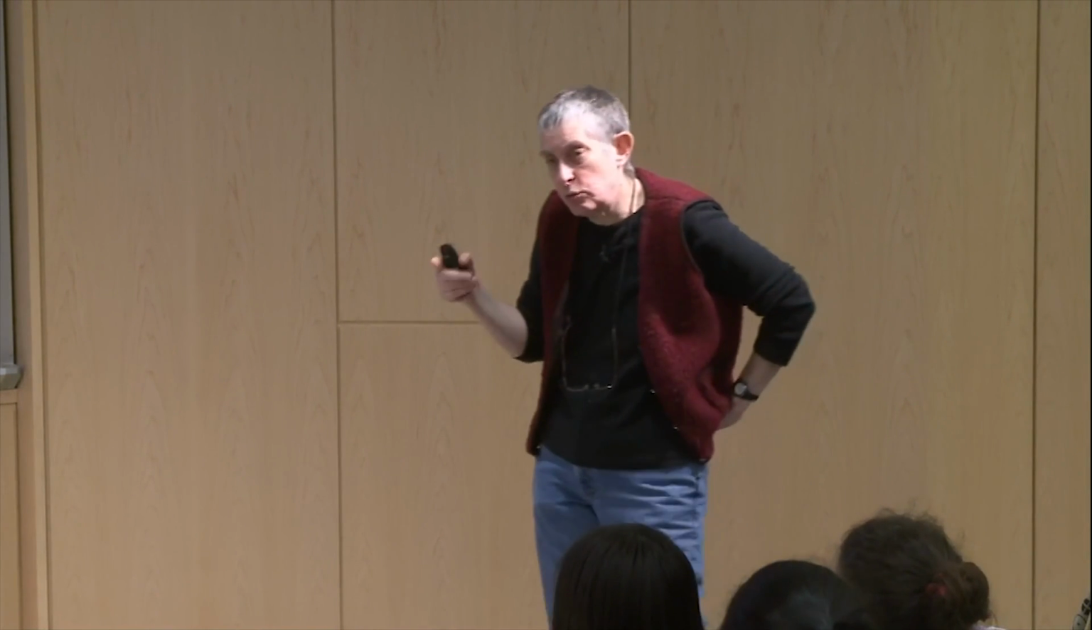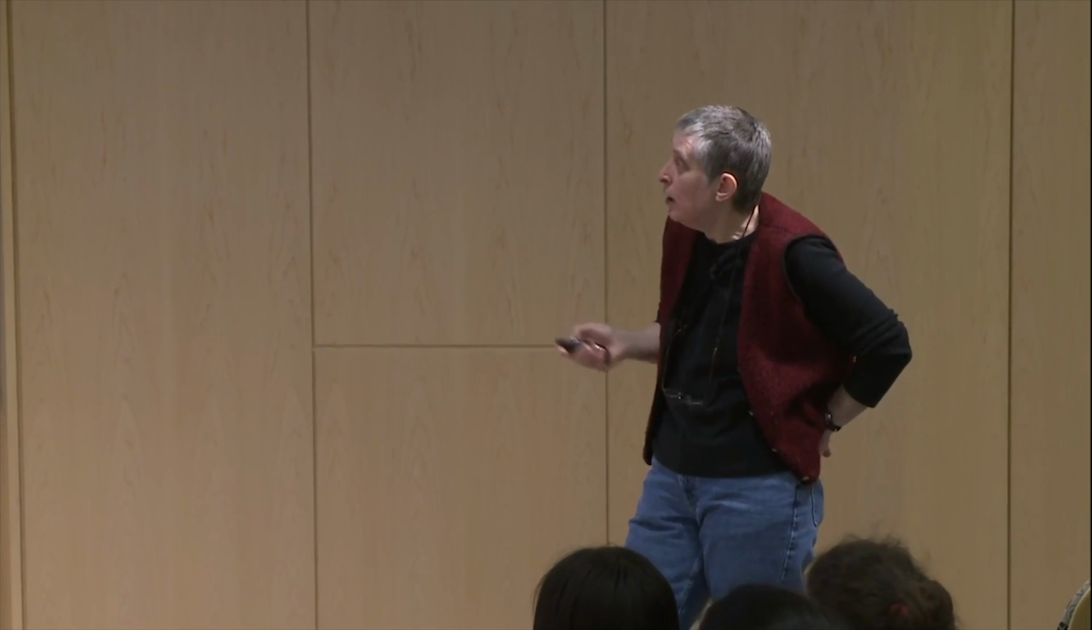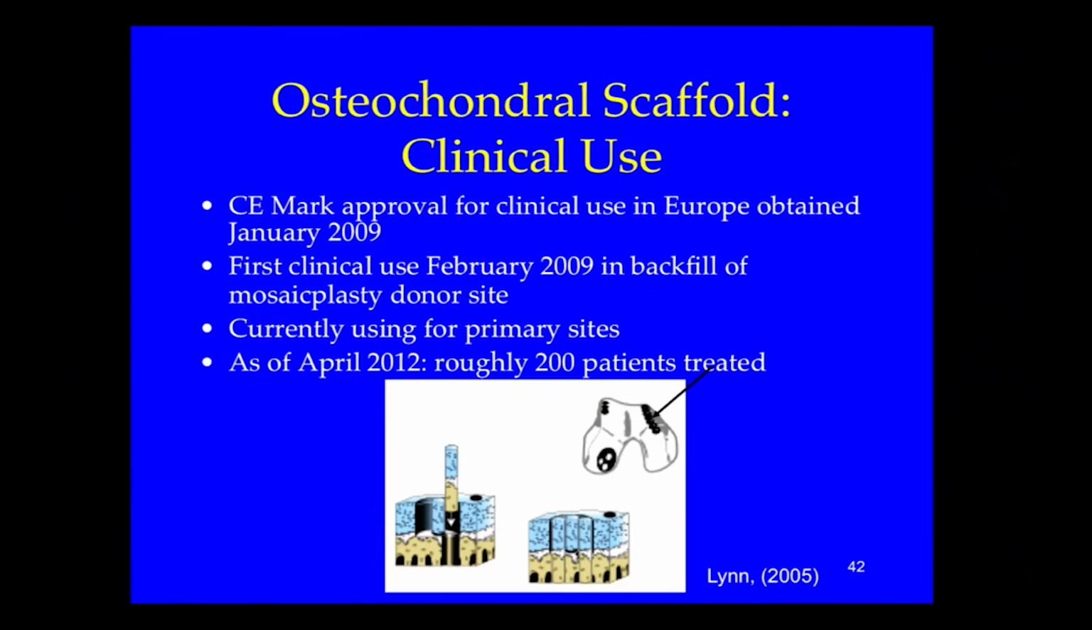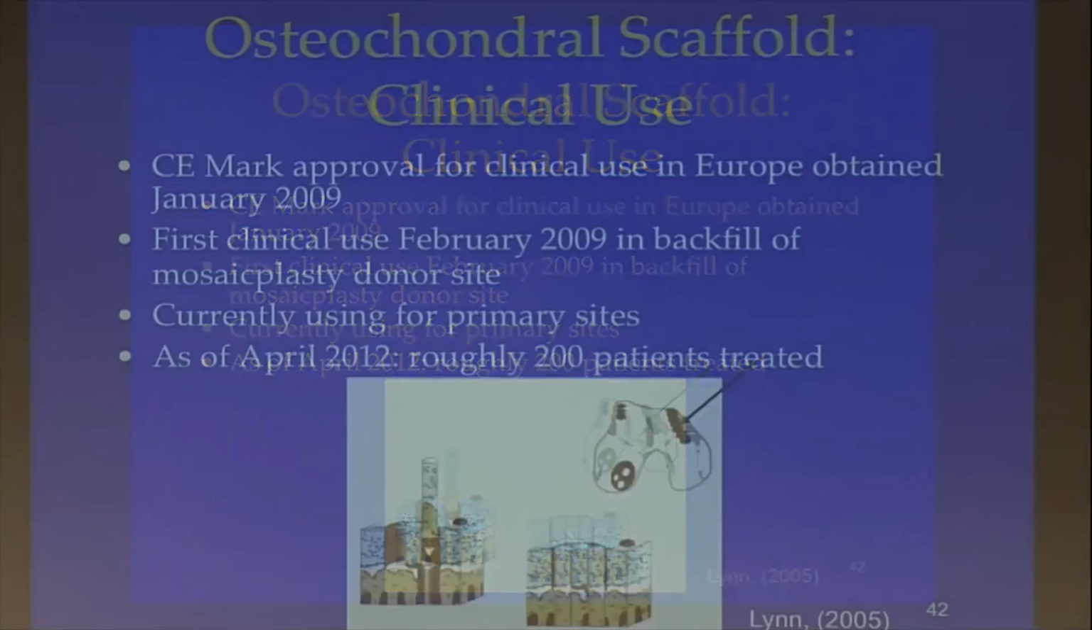Andrew Lynn, who was the student in Cambridge who developed the mineralized scaffold, then started up a company called Orthomimetics, and he had longer-term animal studies done. And he took it a little further. In Europe, there's something called CE mark approval, and CE mark approval means you can start doing clinical trials. So he never got FDA approval for it, but he got approval to have clinical trials in Europe. And the first clinical use was in February of 2009.